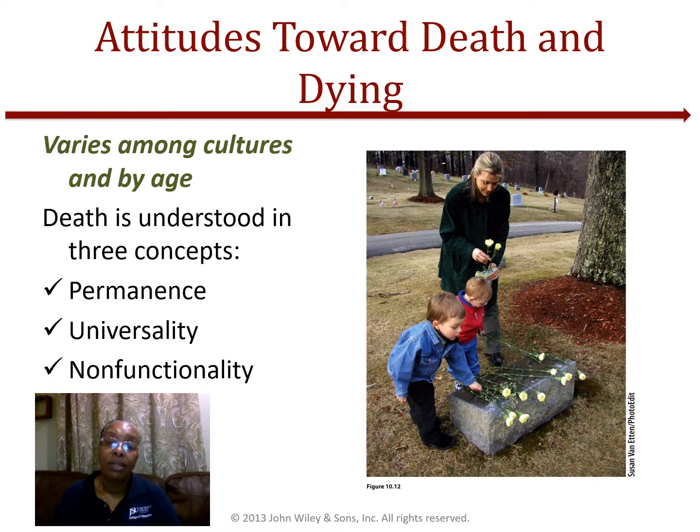Now, what are the attitudes toward death and dying? As adults, we start to understand death in terms of three basic concepts. The first one being permanence: once a living thing dies, it can't be brought back to life. The second thing is universality: all things living eventually will die. And then finally, the third one, non-functionality: all living functions, including our thoughts, our movements, our vital signs, end at death.